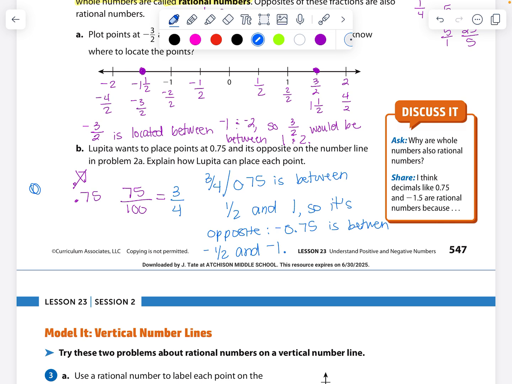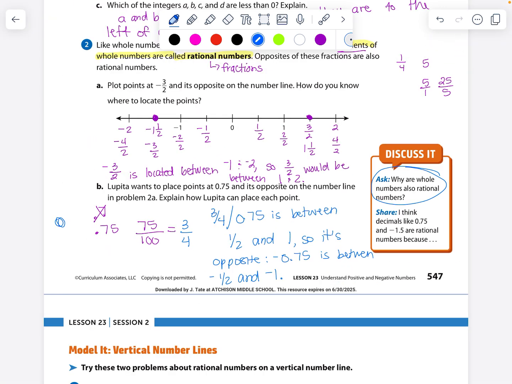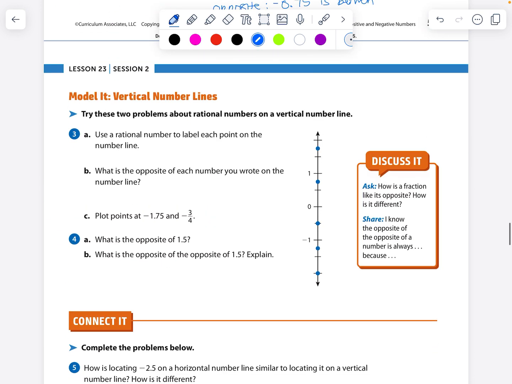Okay, so over on to the side, why are whole numbers also rational numbers? That's because any whole number can be turned into a fraction. And rational numbers are basically a fancy name for fractions or decimals, because decimals can be turned into fractions as well. All right, let's keep going.